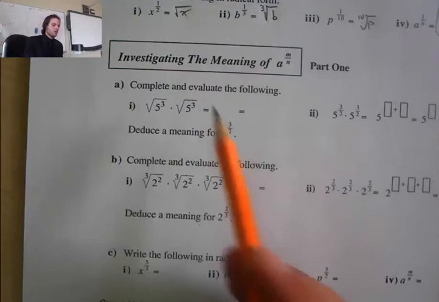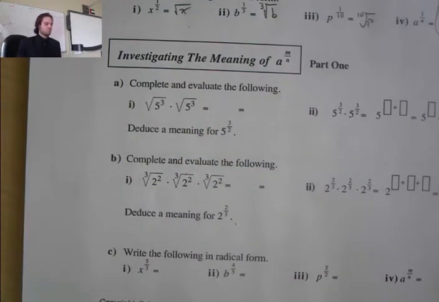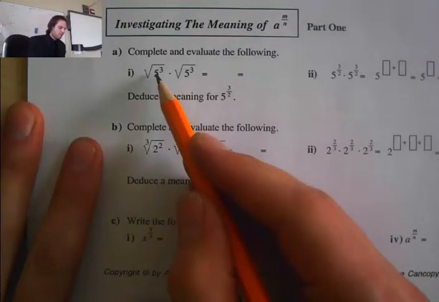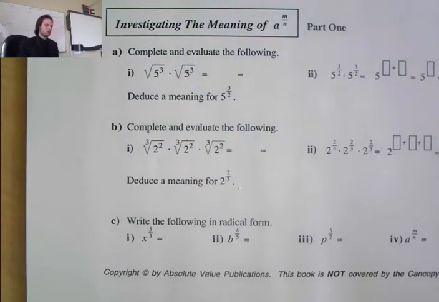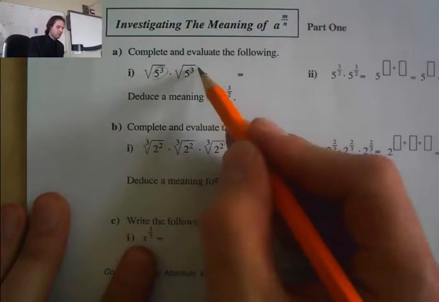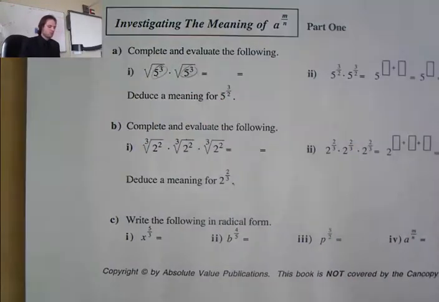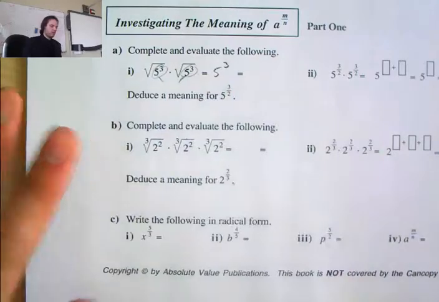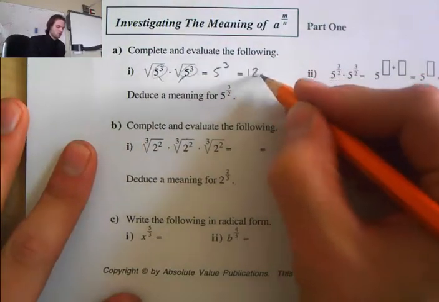Okay? Now, investigate the meaning of m over n. So when it's not a 1. Well, I have 5 to the 3 over 2 multiplied by 5 to the 3 over 2. Well, that's this multiplied by this. So it's the square root of 5 cubed multiplied by 5 cubed. It's just going to give me 5 cubed, because it's the same thing automatically, which is 125.